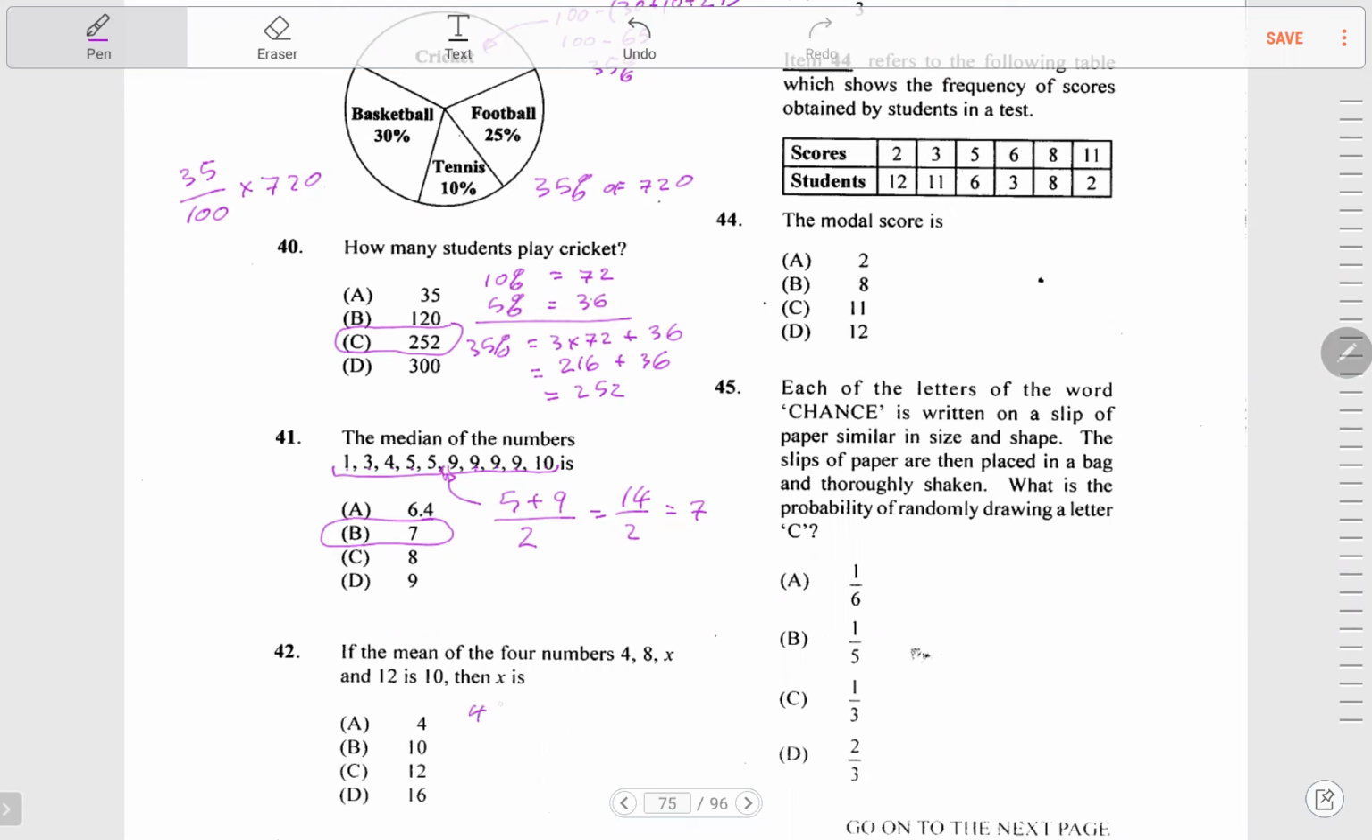So it's 4 plus 8 plus x plus 12 over 4 equals 10. So 4 plus 8 plus 12 is 24. So it's 24 plus x equals, multiply the 10 over here by the 4, get 40. And so x is 40 minus 24, which is 16. So the answer is 16.